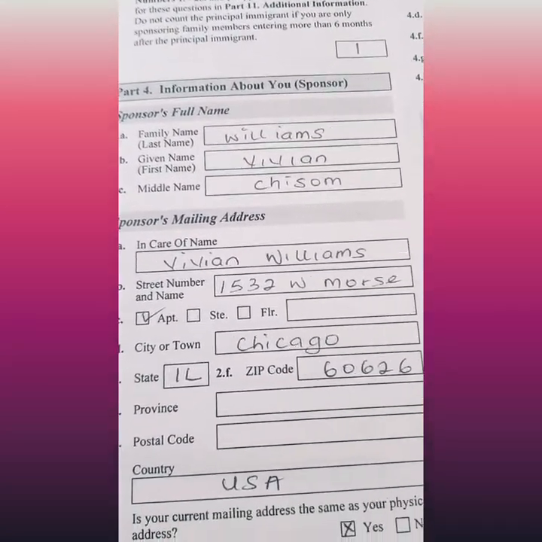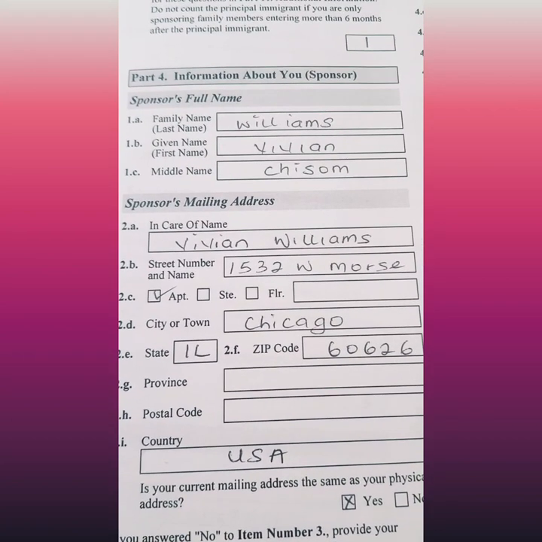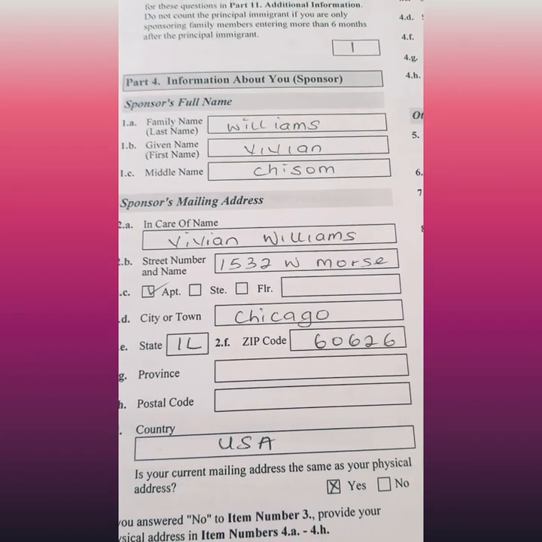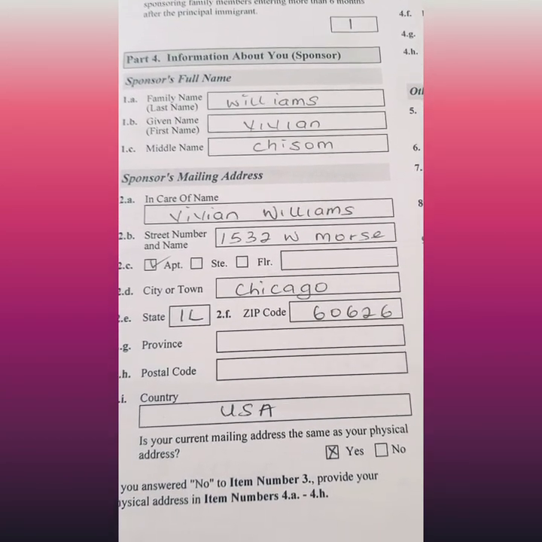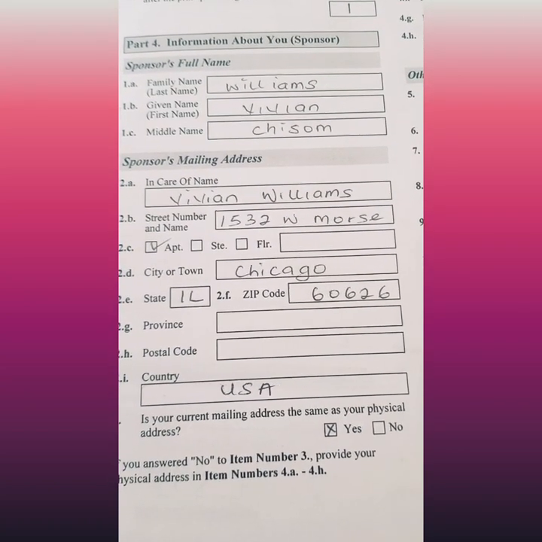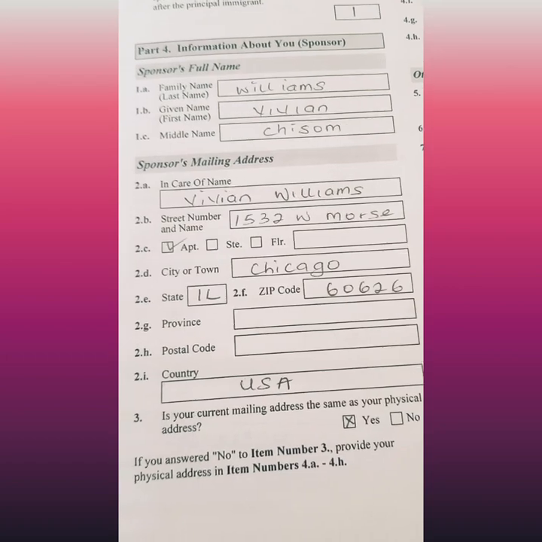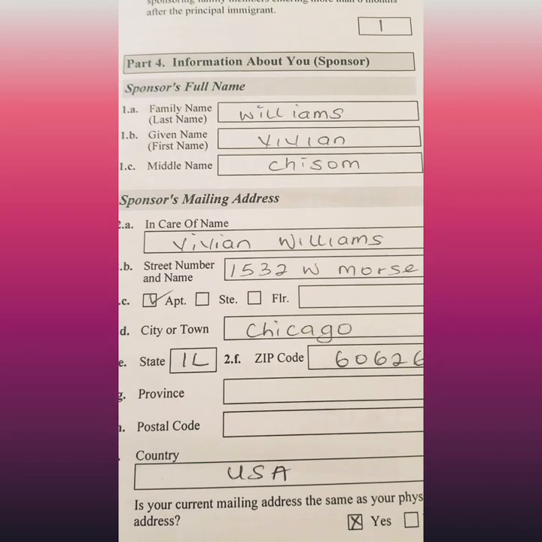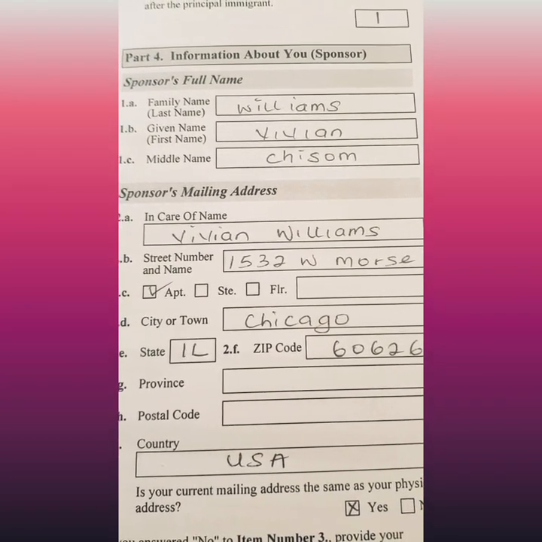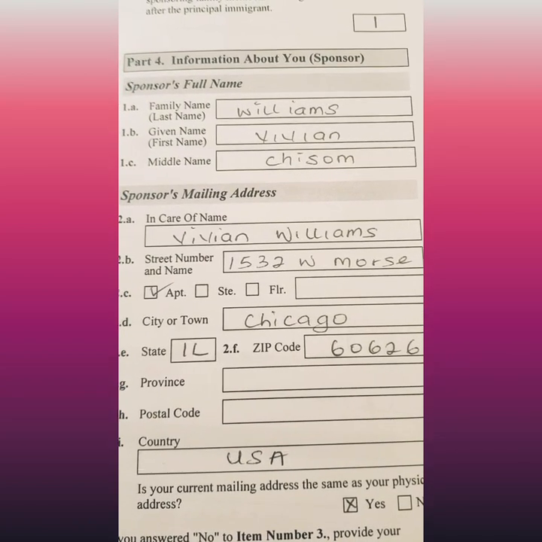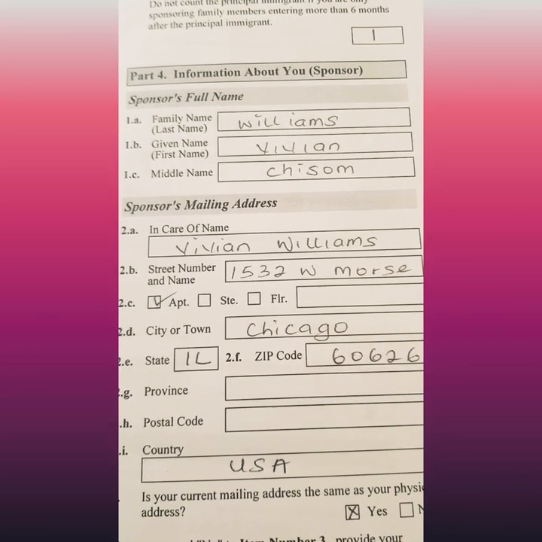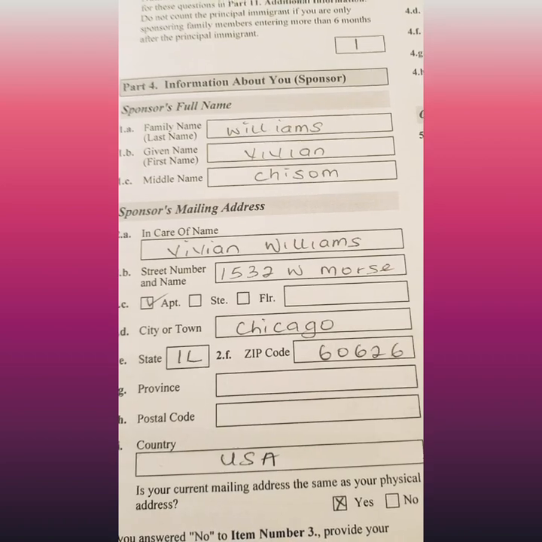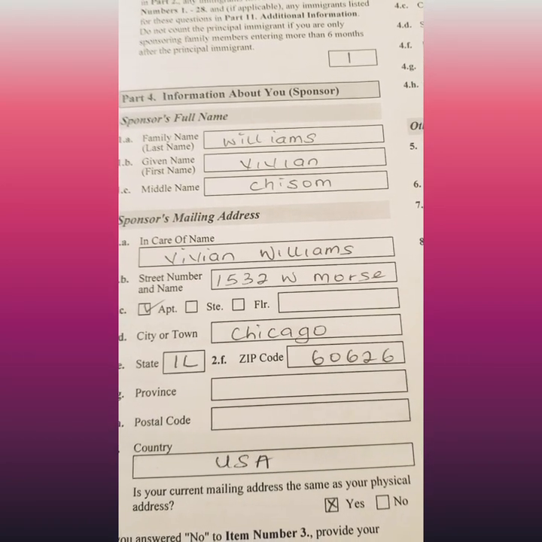So part 4 is talking about the sponsor. That is the person we indicate, the first one, the name we put in there, which was Vivian Williams, on the first page we filled up. So it's about the sponsor, also known as the petitioner. The sponsor's full name, they needed it. So number 1A is family name. That's the last name of the sponsor, Williams. 1B is the first name. 1C is the middle name. The middle name is Chisholm. The first name is Vivian.